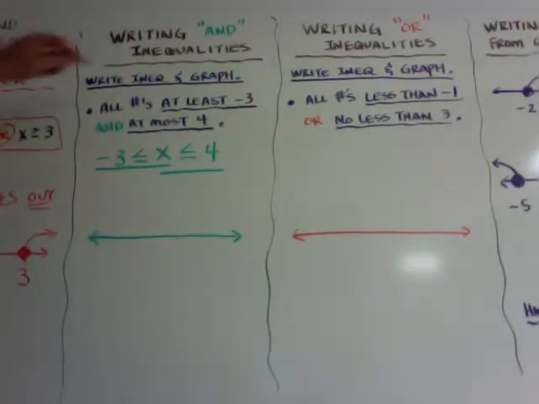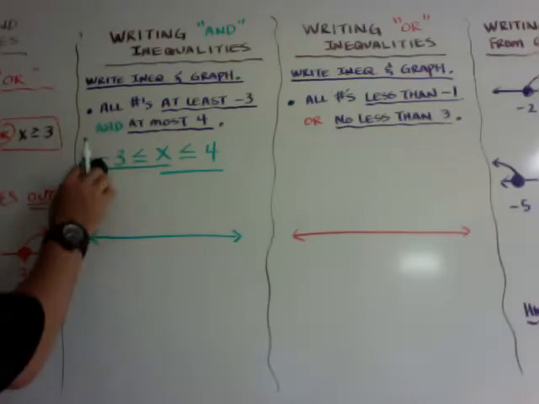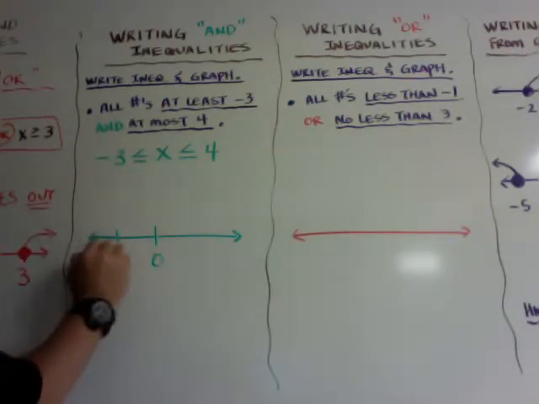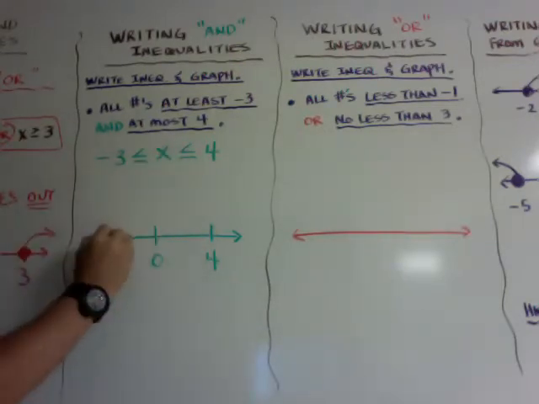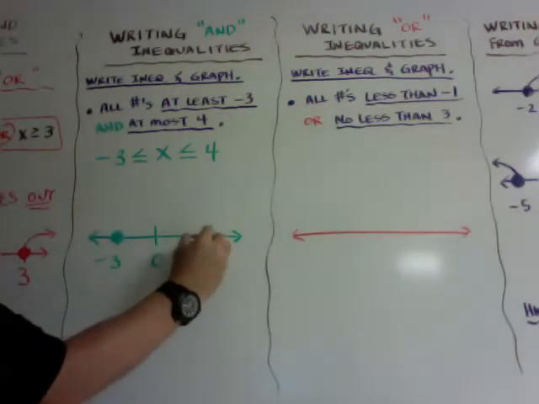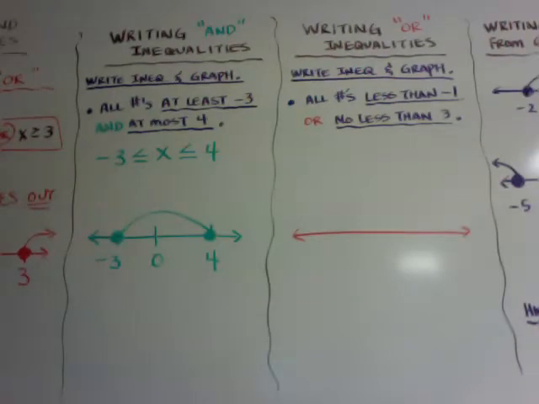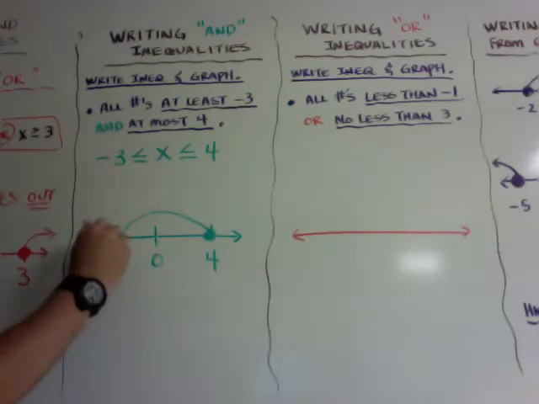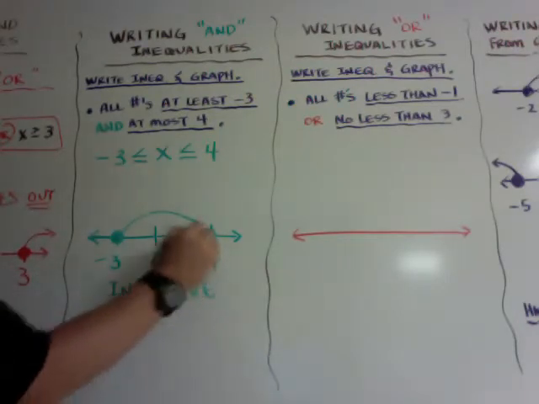So again, you need to know at least means greater than or equal to. At most means less than or equal to. And I just write it as one compound inequality. And when I graph it, I put the 0 there, the -3 here, the 4 here. I can see both of them are going to be closed circles. And again, I know "and" problems are a rainbow in between. You can see the x is between these two. If I said it in words, I would say x is between -3 and 4. And because it's closed, I would say inclusive, because it includes these two numbers.